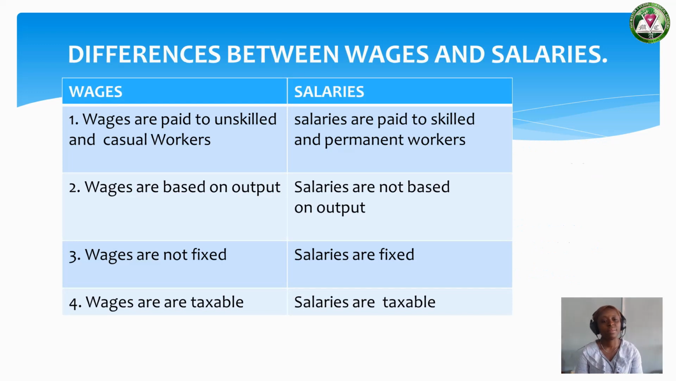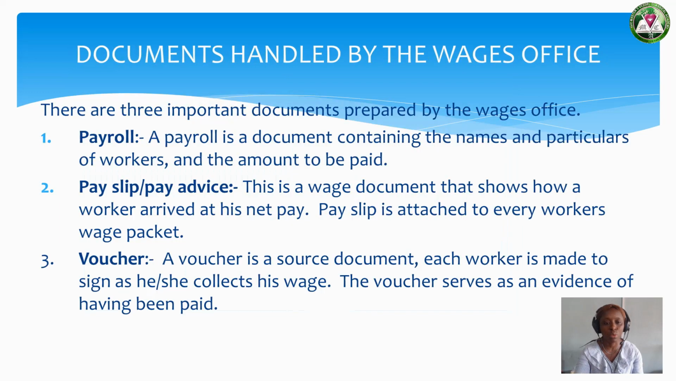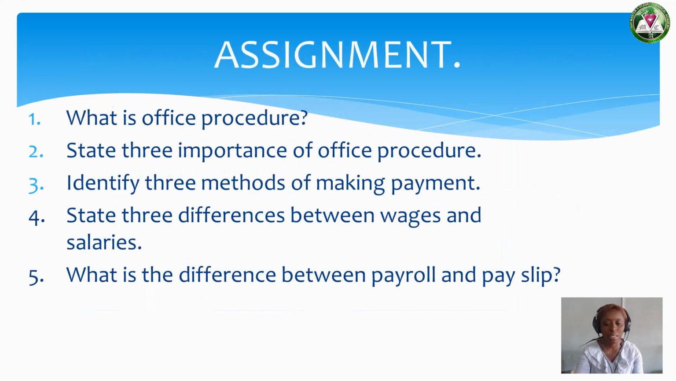Michael, get yourself focused. Give me one difference between wages and salaries. Okay, just put it this way. Wages are based on output, while salaries are not based on output. Next time, listen very well so as to get what we are saying.